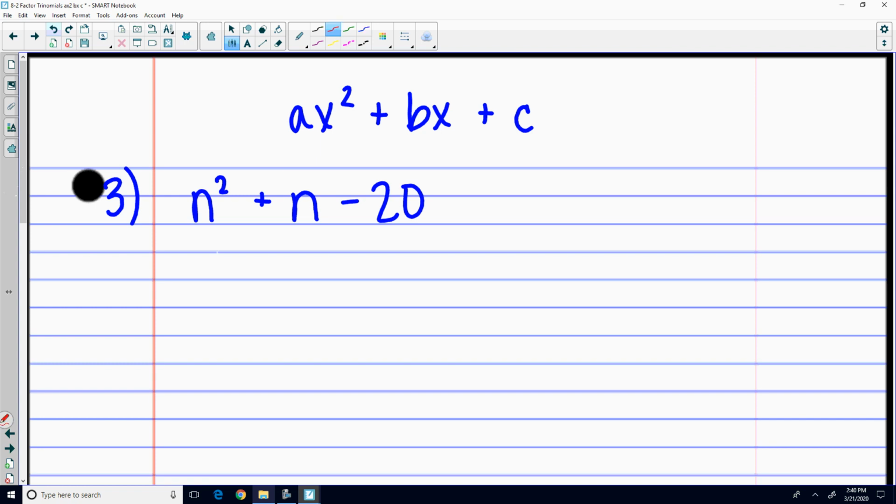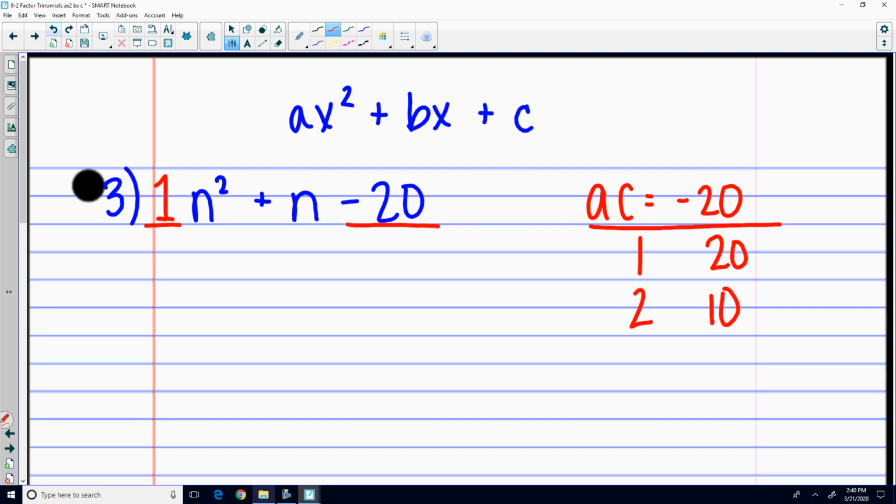All right, so it has to multiply to whatever's in the A and C position. Remember, there's a 1 here. So in the A position, I've got a 1, and in the C position, I've got a negative 20. 1 times negative 20 is negative 20. So multiply A to C to get me negative 20. All right, now I'm going to forget that it's negative just for a second. All the factors of 20: 1 and 20, 2 and 10, 3, no, 4 and 5. Those are all my factors of 20.